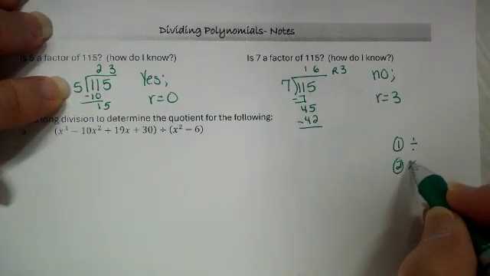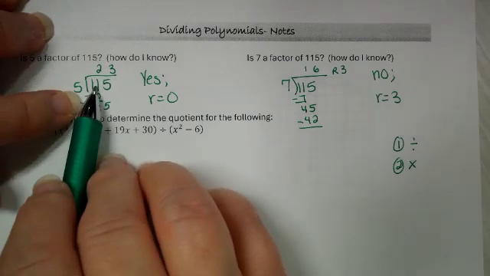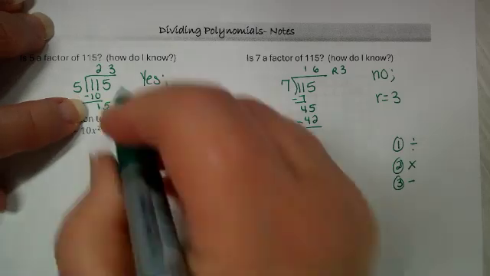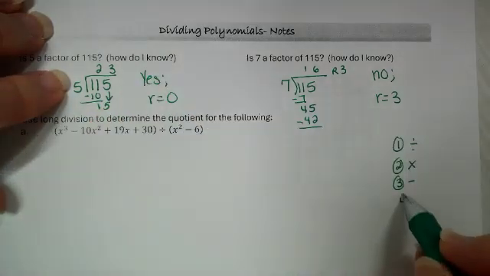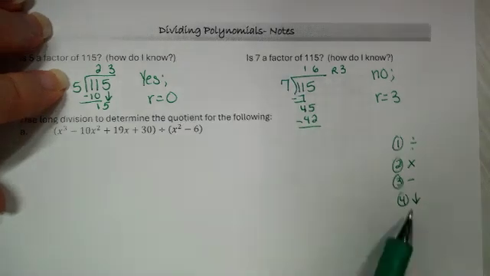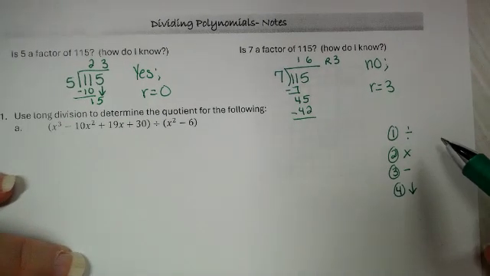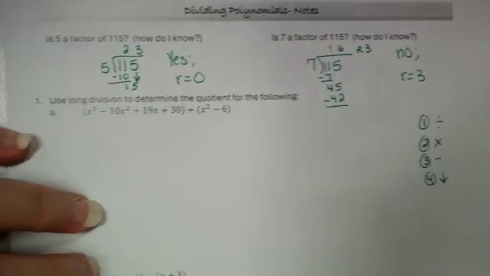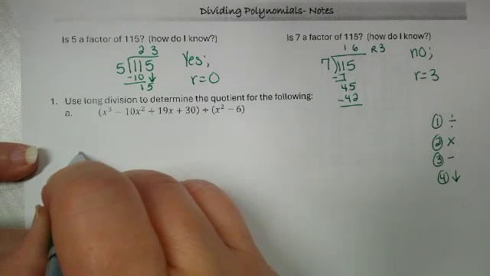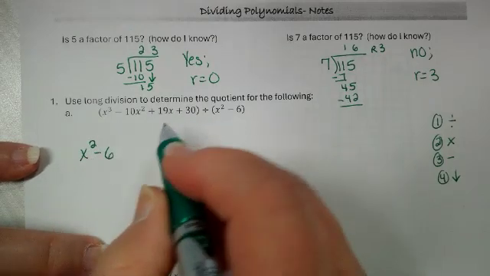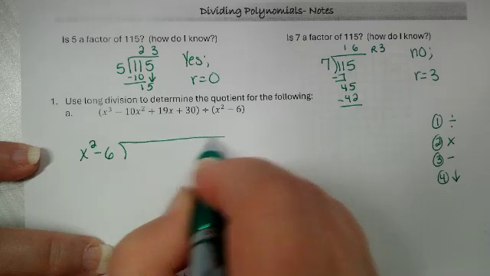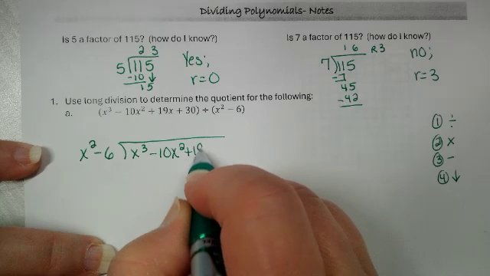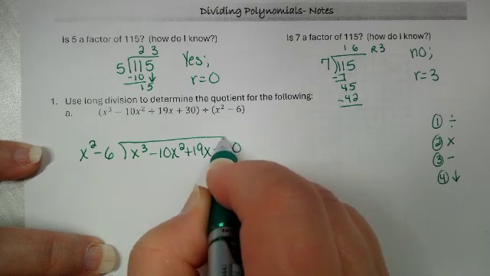So my second step was to multiply. And then I subtracted the 10 from 11. And then I brought down the next term. And if there were more numbers, I would just repeat this process. So we're going to use this as a guideline for our steps because we're going to divide polynomials. So I'm going to take x squared minus 6 and divide it into x to the third minus 10x squared plus 19x plus 30.